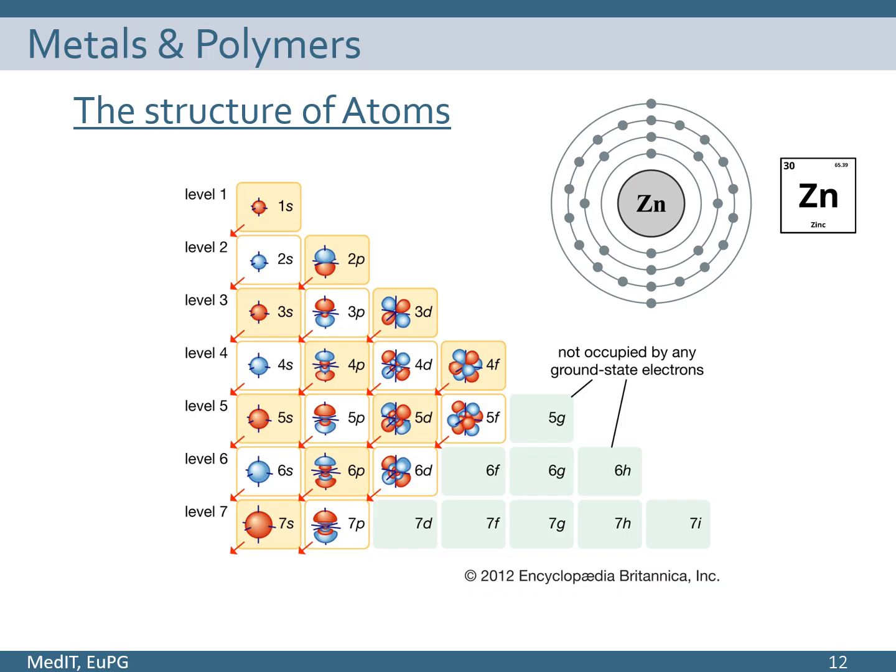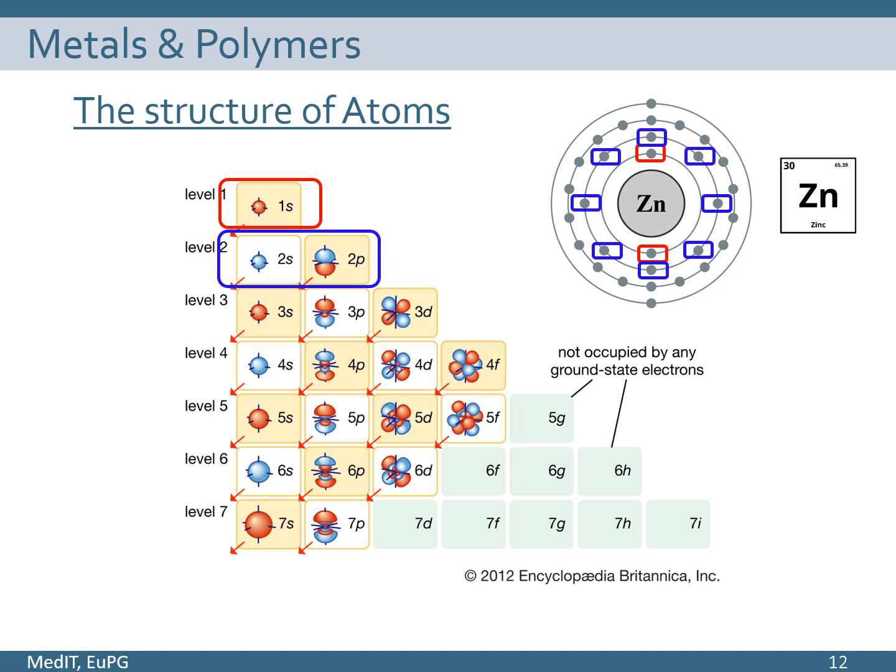Good. Let's try it in one example. I selected zinc as an atom randomly. Zinc is interesting here because it has many electrons. Zinc has 30 electrons. So how will these electrons fill the electronic levels in the atom? Well, we will put first 2 electrons in the 1s orbital. So there are 2 electrons in level 1.